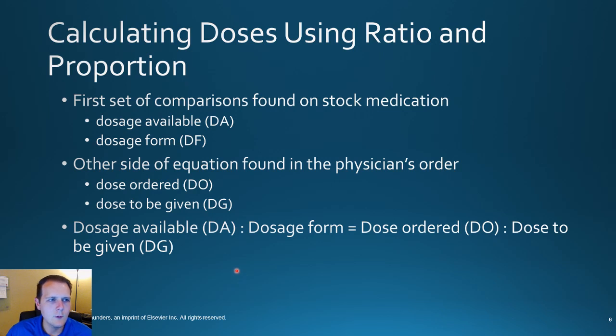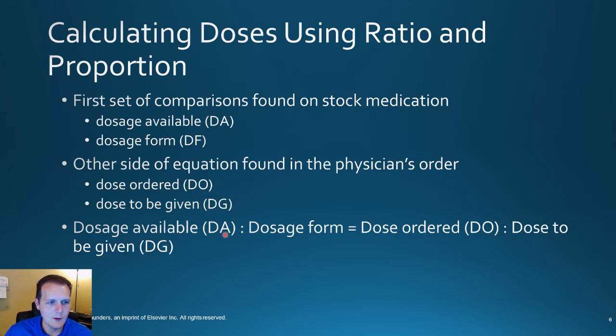So using the ratio and proportion means of finding our dosage, what we're going to do is get a first set of comparisons found on the stock medication. On one side of the equation, we're going to have our dosage available and then the dosage form, so DA and DF. On the other side of the equation is what the provider has ordered on the script, so the dose ordered and then the dose to be given. And this is generally what we're trying to find, the DG.